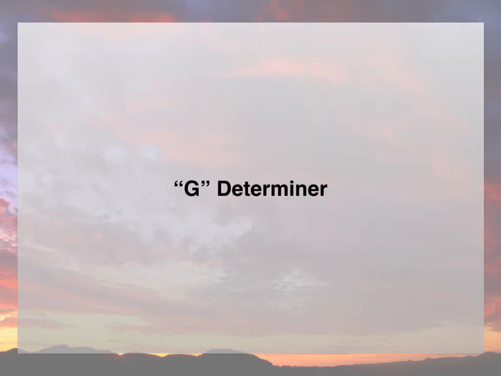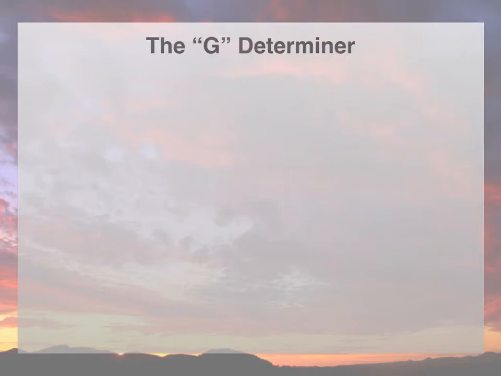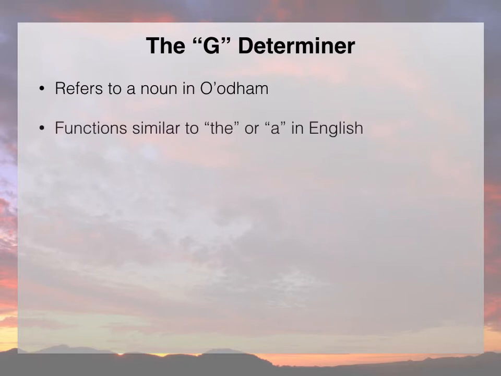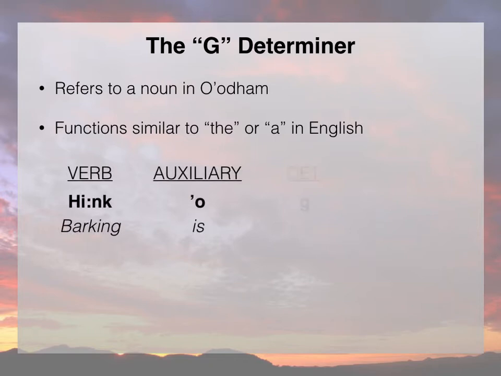Let's begin with the G determiner. This determiner refers to a noun in Autumn. It functions a lot like the words the or in English. Let's look at it in a sentence. Hink o uk gox. Hink o gox. The dog is barking. Hink o gox.